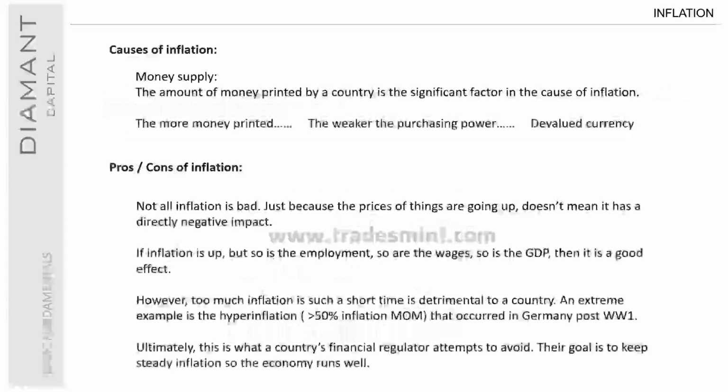So what are the causes of inflation? The main one is money supply. The amount of money printed by a country is a significant factor in the cause of inflation. So think about it. The more money printed, the weaker the purchasing power, therefore a devalued currency. That's why when you look at the markets, whenever you see countries with higher inflation, they've always got a lower currency value.